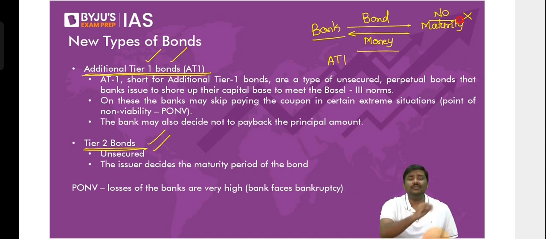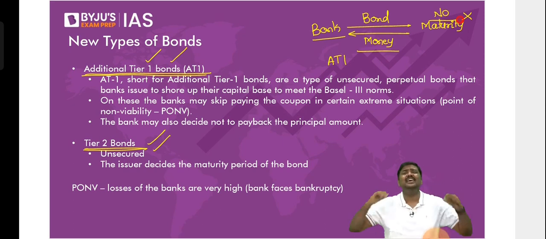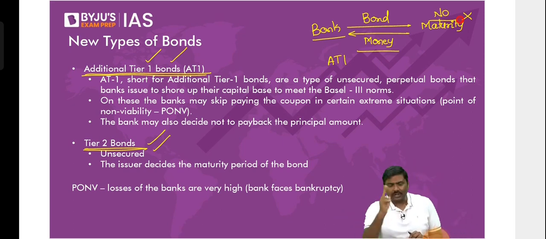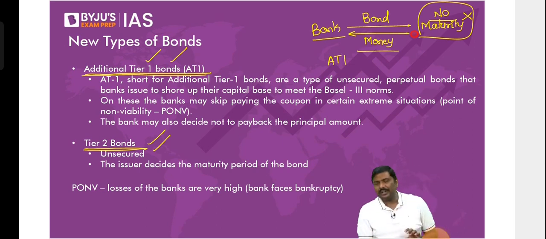There is no maturity period. The bank will decide whether they want to do it after 5 years, after 10 years, after 20 years. Entirely the decision of the bank. Right? They do not have any maturity period. Next very important point.